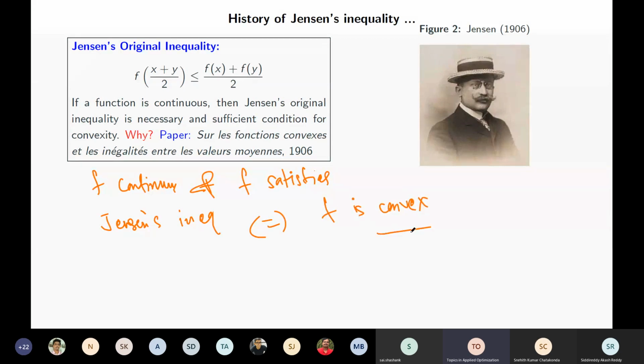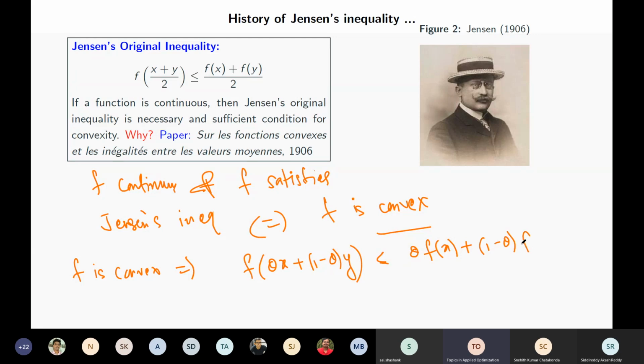In other words, if f is convex, then this holds. But this way is easy, right? So if f is convex, this implies Jensen's inequality is easy, because if f is convex, then what we know is that f of theta x plus 1 minus theta y is less than or equal to theta f of x plus 1 minus theta f of y. And this is true.